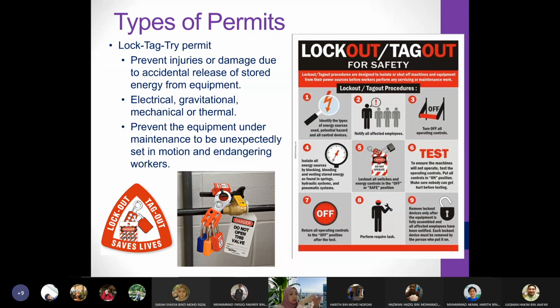Then you lock out the switch. When you have the switch, you lock it so that people cannot open it or operate it. And before you do your task, you also test if that LOTO system works. And then you do your task. Once it's done, then you can remove that lockout device, only after the equipment is fully assembled and all the affected employees have been notified. All lockout devices must be removed by the same person who put them on.